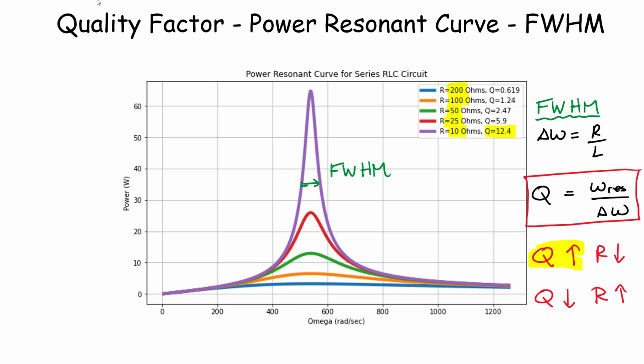So any harmonic oscillator can be characterized in terms of its full width at half maximum. It can also be defined in terms of this quality factor, which is often used. All right, hopefully this is a good introduction to quality factor and power resonant curves for you. You're ready to tackle some problems now.